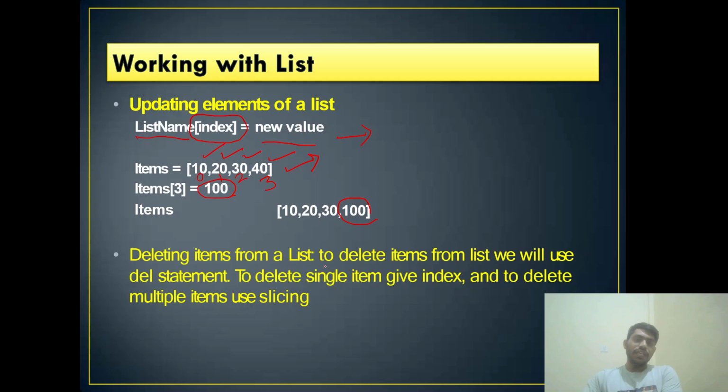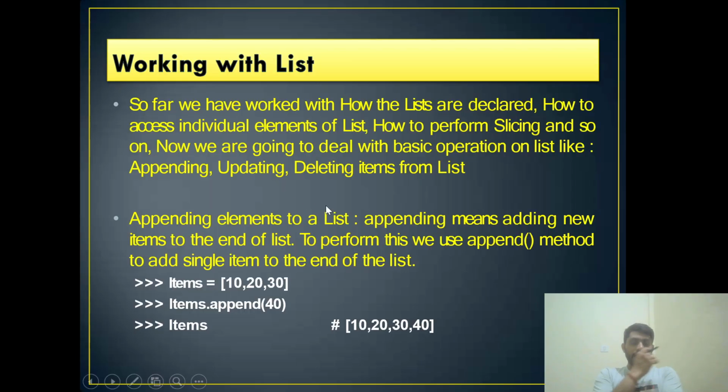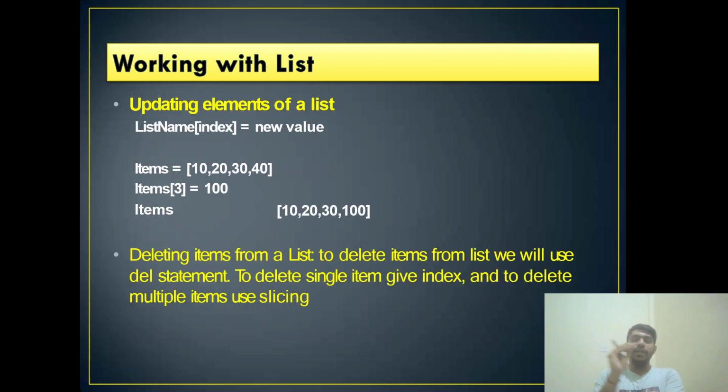Deleting items from a list. But first, how can you update the element of a list? By using the list name, the index value, and the new value. Here the indexes are 0, 1, 2, 3, so at place 3 it is going to change. Now 100 will be updated.